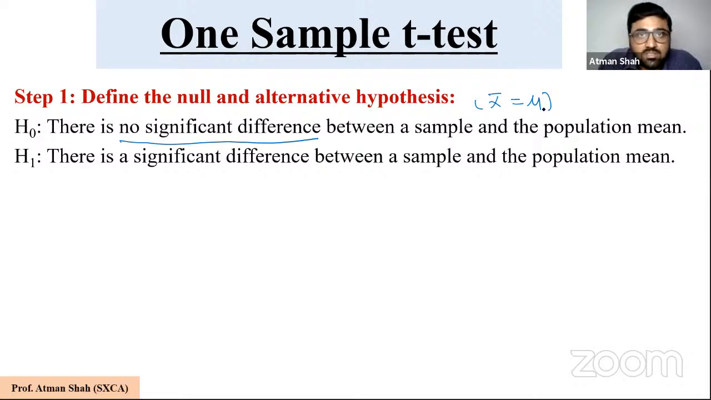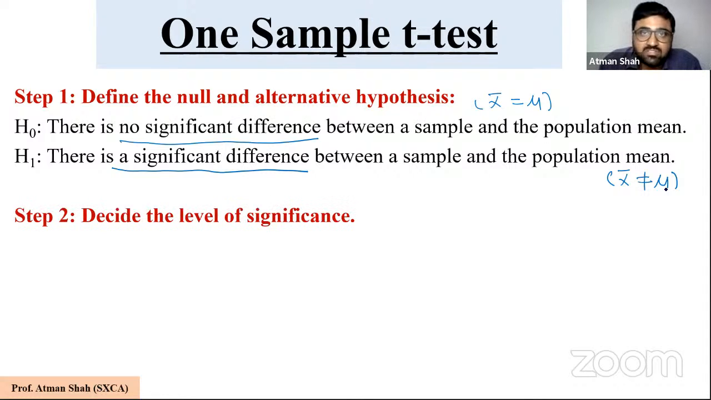Against the alternative hypothesis of a significant difference. There is a significant difference. So therefore we can write X bar is not equal to mu. So that is the null and alternative hypothesis in case of one sample t-test. Null hypothesis, no significant difference between a sample and population mean. Alternative hypothesis, there is a significant difference between sample and population mean.